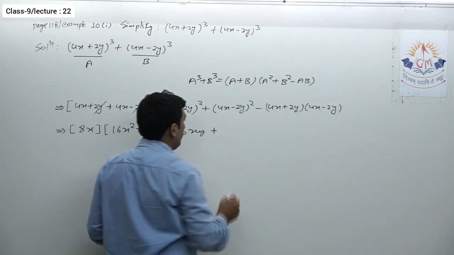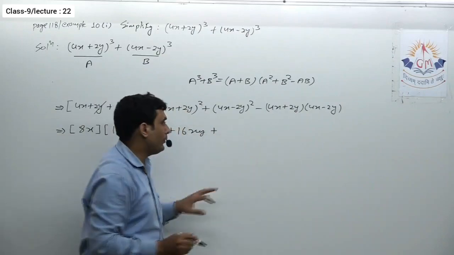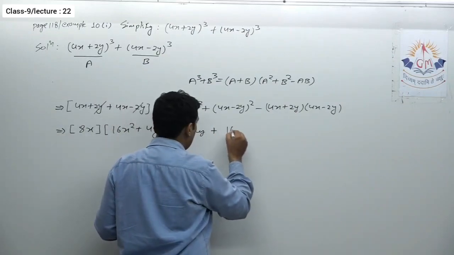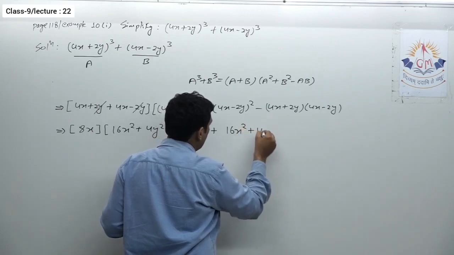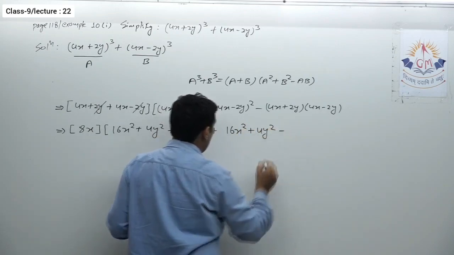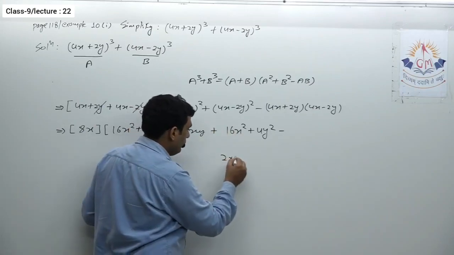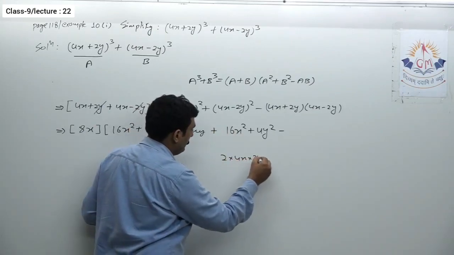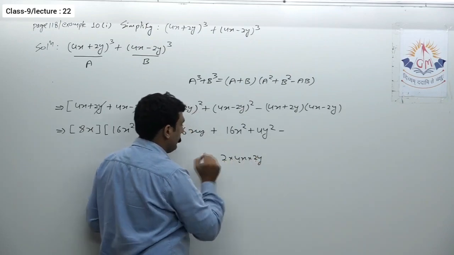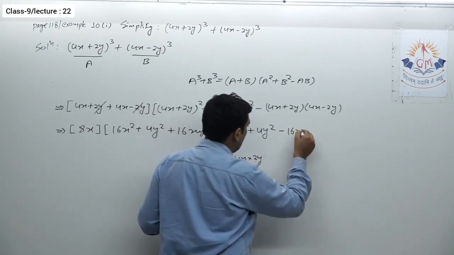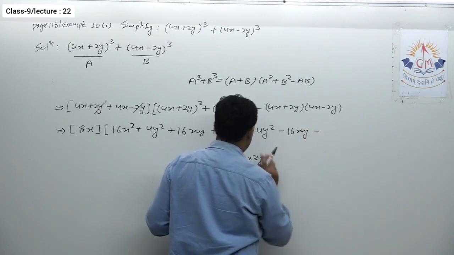Now over here I have to apply (a minus b) whole square. So a square, that is 16x square, b square, that is 4y square. Now over here it is minus 2ab. So again 2 into a into b, that is 2 into 4 into 2, 16xy, minus 16xy.